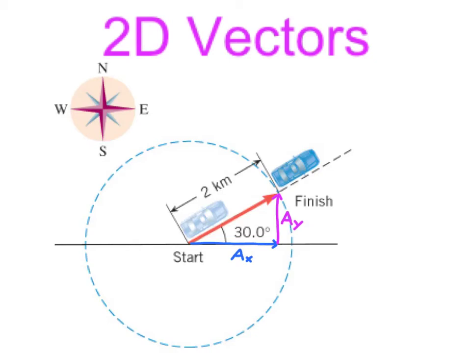Here we have a vector that's 2 kilometers long at an angle of 30 degrees north of east. Well, this vector has a component in the x direction and a component in the y direction. So what we need to do is find the lengths of those two sides, ax and ay, and use those in our vector addition. To find the lengths of those sides, you simply use the sine and cosine functions.